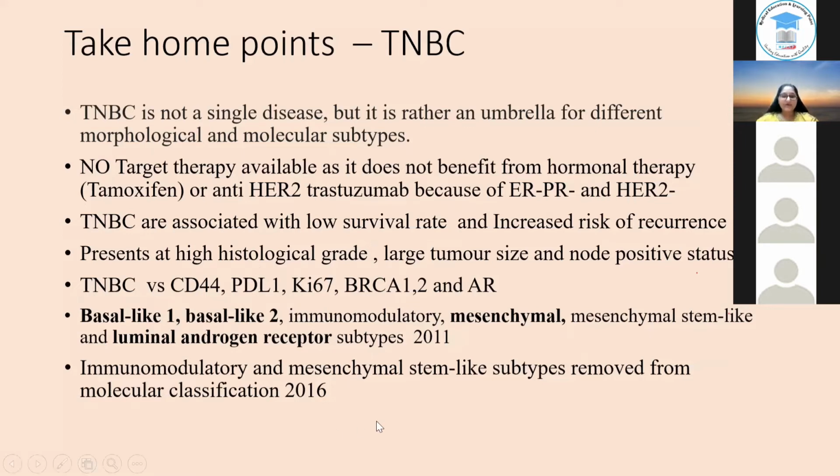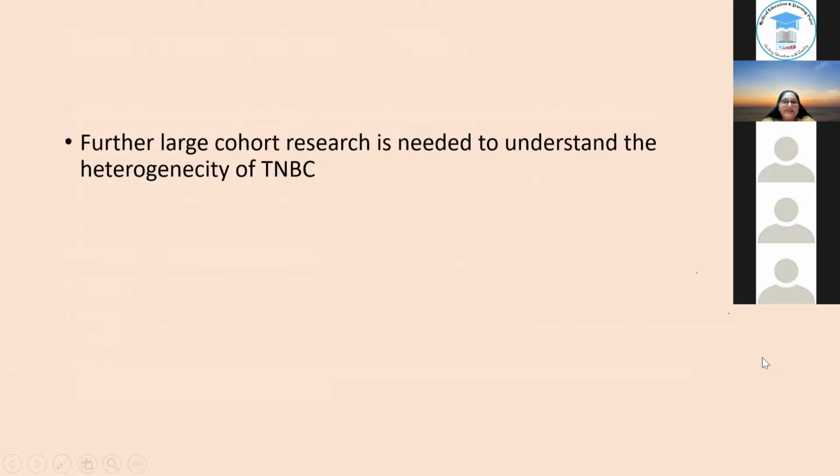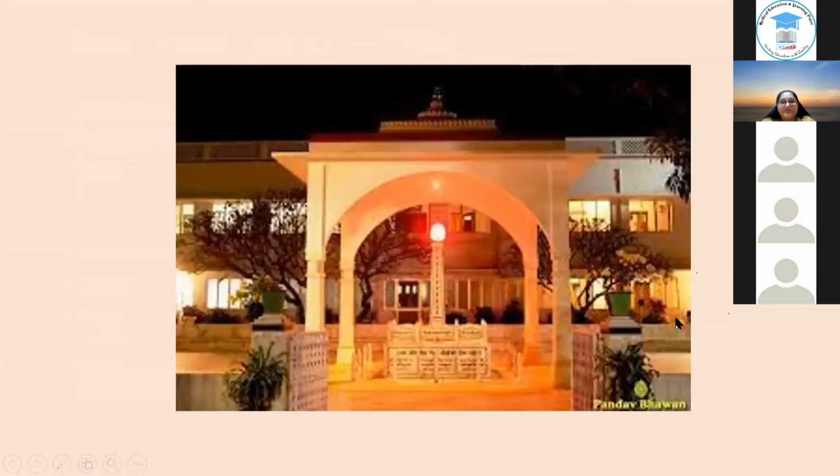So the next take-home point is the molecular subtype of that. Now we have only 4 molecular subtypes: basal-like 1, 2, mesenchymal, and LAR type, that is luminal androgen receptor type. Immunomodulatory and mesenchymal stem cell type is removed from this molecular classification. So this was all about the take-home message, and further large cohort research is needed to understand the heterogeneity of triple negative breast cancer, and everyone is working hard to establish a commercially available management protocol of TNBC.